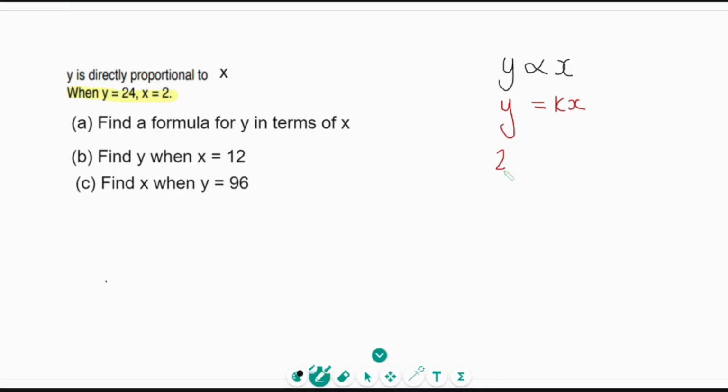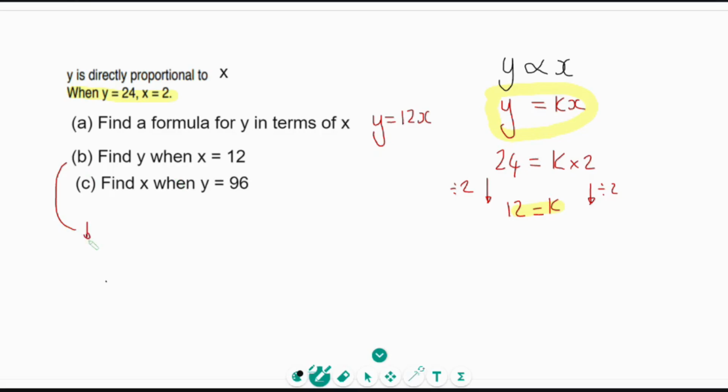So when y is 24, x is 2. To find k, we're just going to simply divide both sides by 2 to get k is 12. So find a formula for y in terms of x. So it means we need a formula with y and x in and a number. We'll go back to here and we'll use this as our k and replace k with 12. So y is equal to 12x.